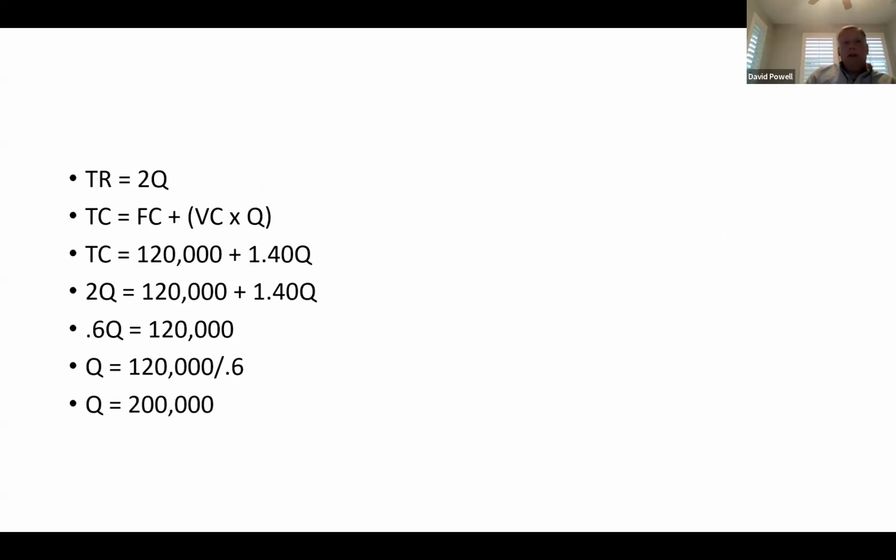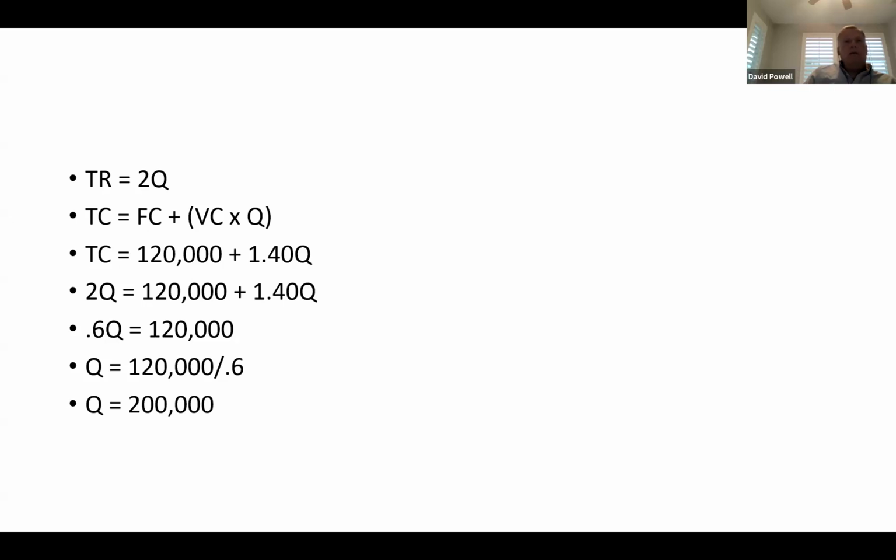container collected. Now, we already know what our total revenue is. We said that we're charging $2 per container. So our total revenue is then 2Q, Q standing for the quantity that we are collecting. Our total costs are our fixed costs plus our variable costs times the quantity that we are collecting. So our total cost will be the $120,000 in total fixed costs plus 1.4Q, $1.40 per container being collected. So that's our total cost.